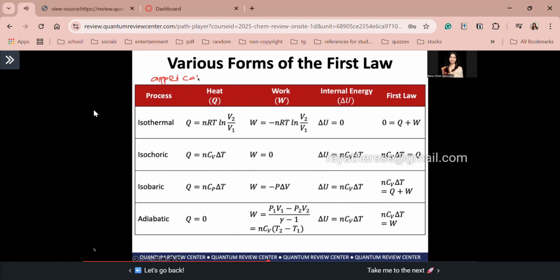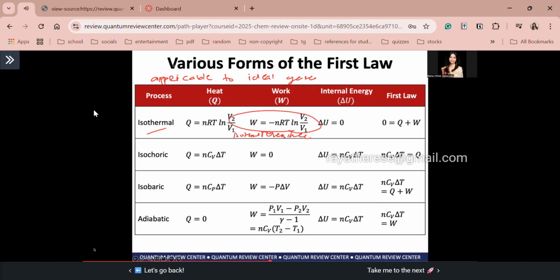Again, all of these are applicable to ideal gases. Okay, so let's start with isothermal. Guys, we know, based on our discussion earlier, that work is equal to negative nRT ln V2 over V1 due to the reversible isothermal work. Right? Again, when it's reversible, the change in volume is infinitesimal, so that is your equation.